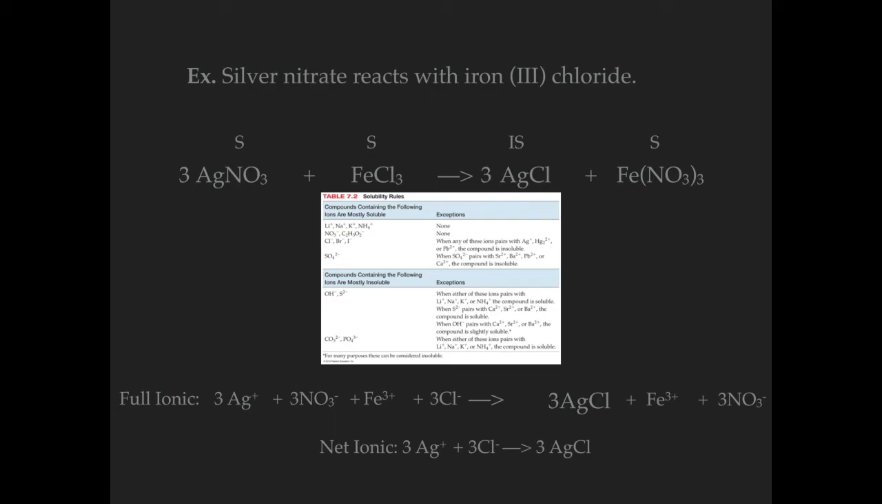And the reason why your net ionic equation is so important is it shows you exactly what is reacting. So in this big reaction, this double replacement reaction, the only thing that we really care about is the fact that silver chloride is being produced. And it's being produced because silver ions and chloride ions are reacting together. Okay?